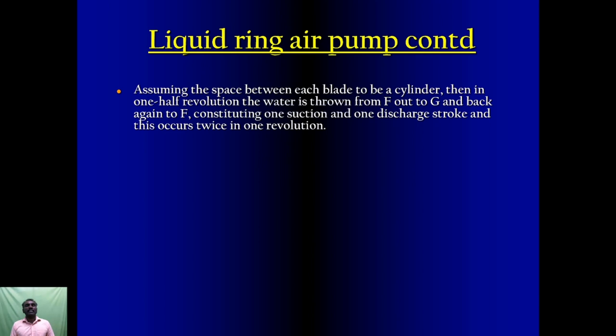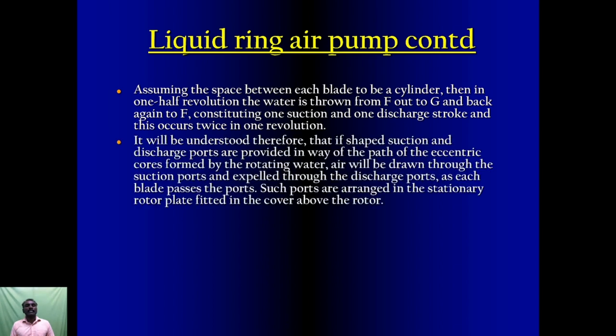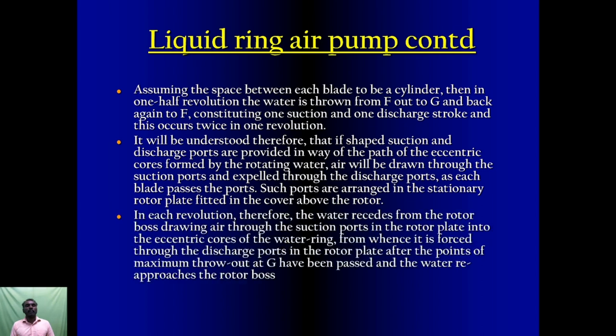Assuming the space between each blade to be a cylinder, then in one half revolution the water is thrown from F out to G and back again to F, consisting of one suction and one discharge stroke, and this occurs twice in one revolution. It will be understood therefore that if suction and discharge ports are provided in way of the path of the eccentric cores formed by the rotating water, air will be drawn through the suction ports and expelled through the discharge ports as the blade passes the ports.